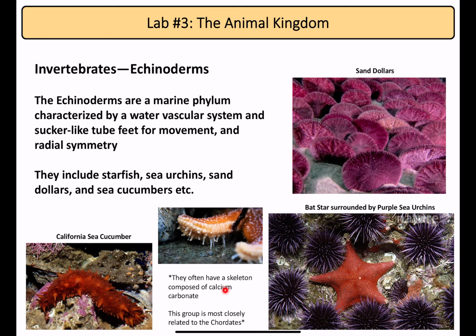This group also secretes a skeleton composed of calcium carbonate, the same compound that corals secrete. And this group lastly includes sea stars, also known as starfish, sea urchins, sand dollars, and sea cucumbers.